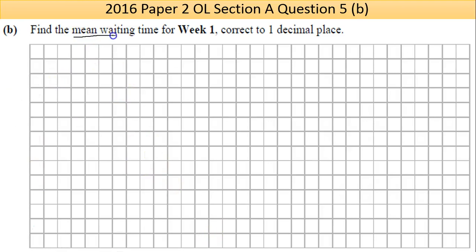So the mean waiting time for week 1, correct to 1 decimal place. That doesn't matter until the end. Well, obviously our answer should be a decimal. If it's not, why would they say that? So that's an indication maybe you've done a calculation wrong. The problem with the mean is simple: there's a lot of calculations going on. It's very easy to press the button to calculate wrong.